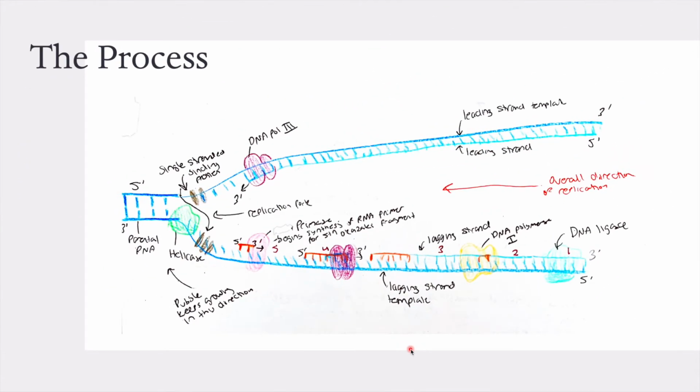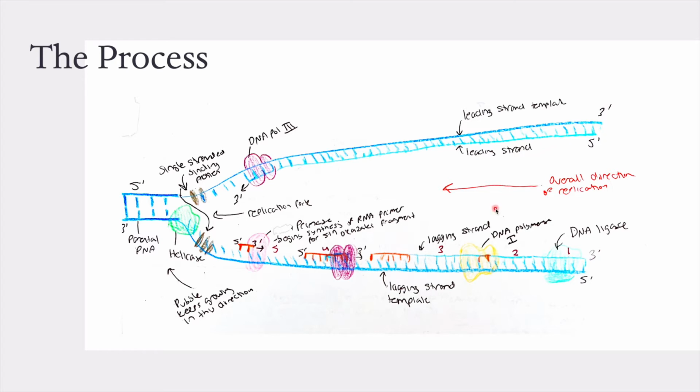Now let's go over the actual process. This is the 5' to 3' direction for this strand, and it is the opposite for the other parent strand because the strands are antiparallel. This is the replication fork. Helicase untwists the two strands, and the single-stranded binding proteins keep the strands apart.